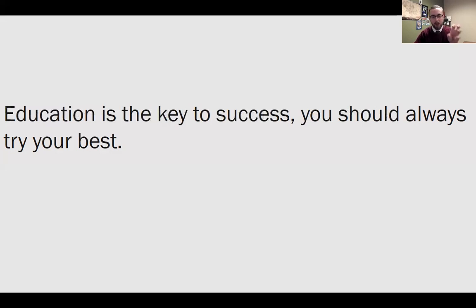So when you have two complete sentences like this, they each have their own subject, they each have their own predicate. I need something more than just a comma to join them. In this case, I think a semicolon would work very well. Education is the key to success, semicolon, you should always try your best. I can use a semicolon because the ideas of the two sentences are so closely related that I don't need to add a conjunction to make that relationship any more clear.